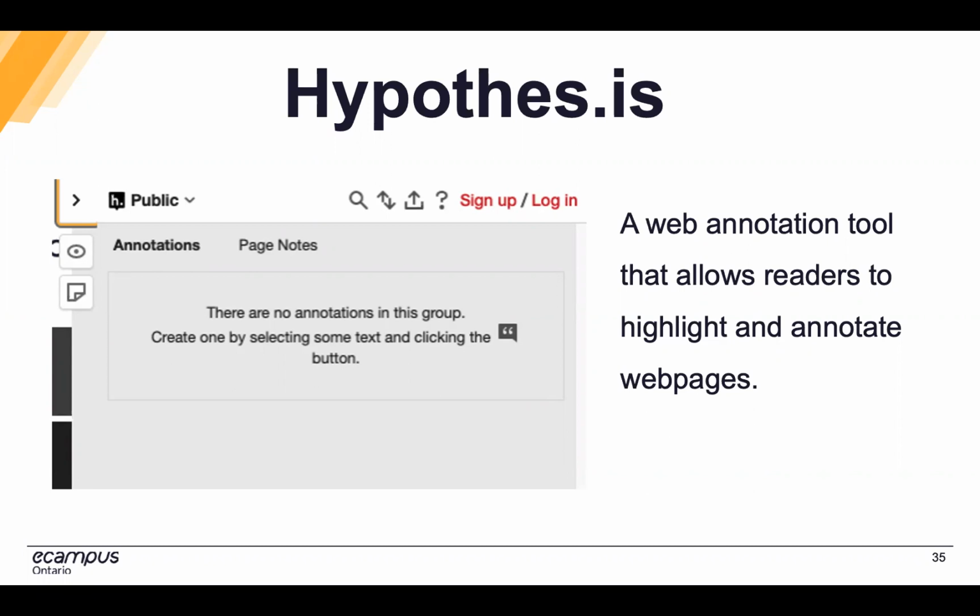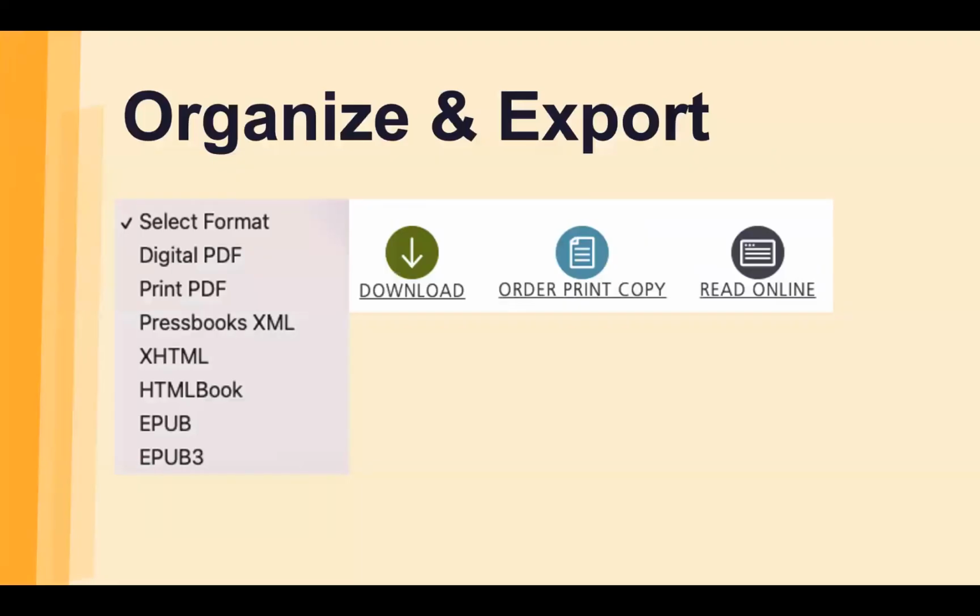Public comments will be visible to anyone who comes to your book. It's just a great tool for writing comments and for you to respond to any comments that people have about your book. Perfect. So those are the interactive elements of Pressbooks. Before we move into organizing and exporting your book, I'll see if there's any questions in the Q&A.